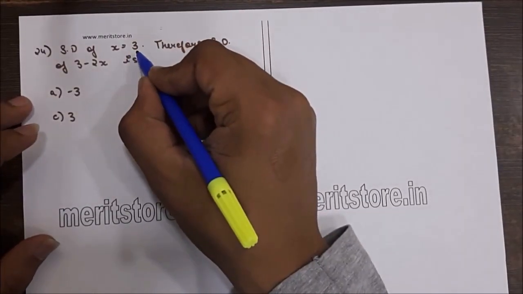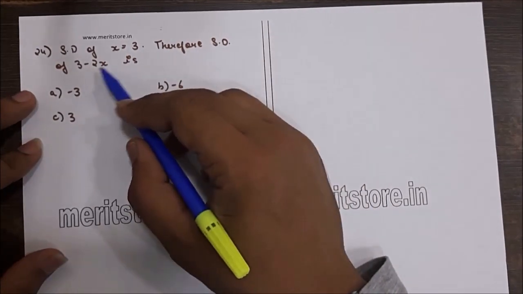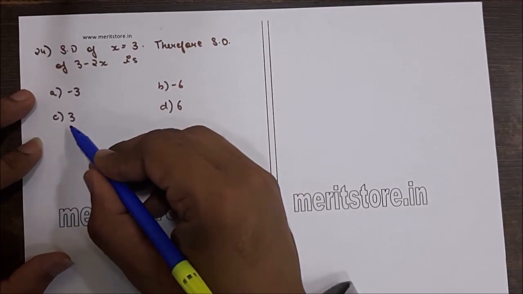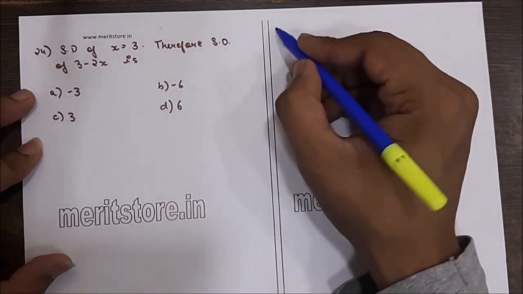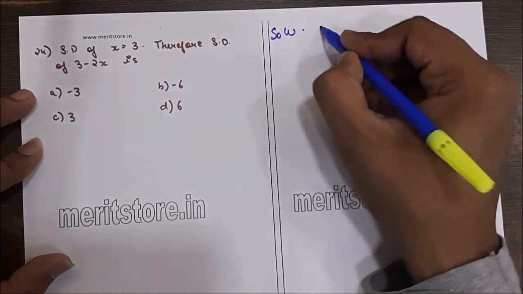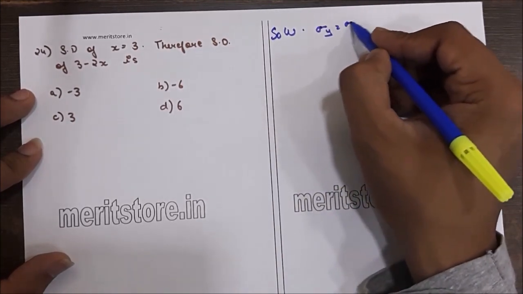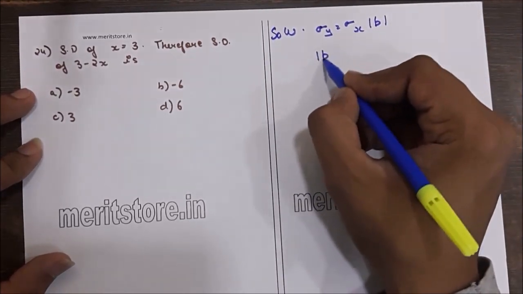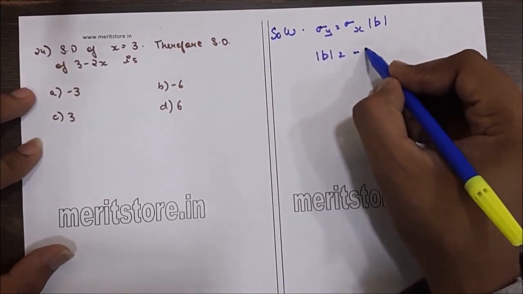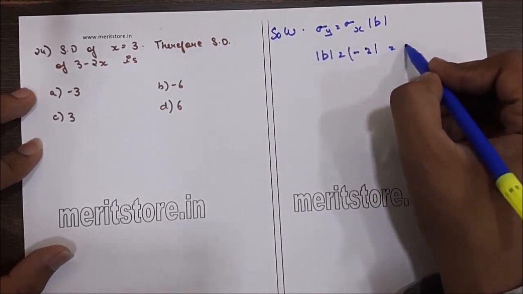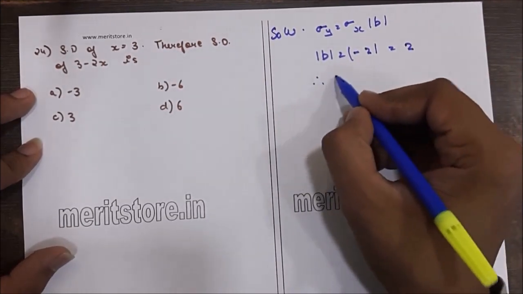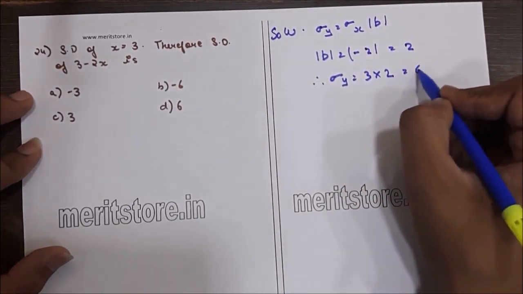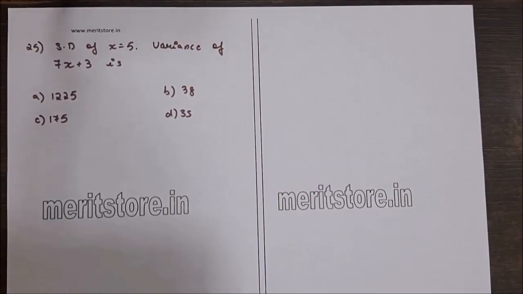SD of x is equal to 3. Therefore, SD of 3 minus 2x is option A minus 3, option B minus 6, option C 3, option D 6. Therefore, the solution is sigma y is equal to sigma x mod b. Mod b is equal to minus 2, that is equal to 2. Therefore, sigma y is equal to 3 into 2 is equal to 6. Therefore, option D is correct.